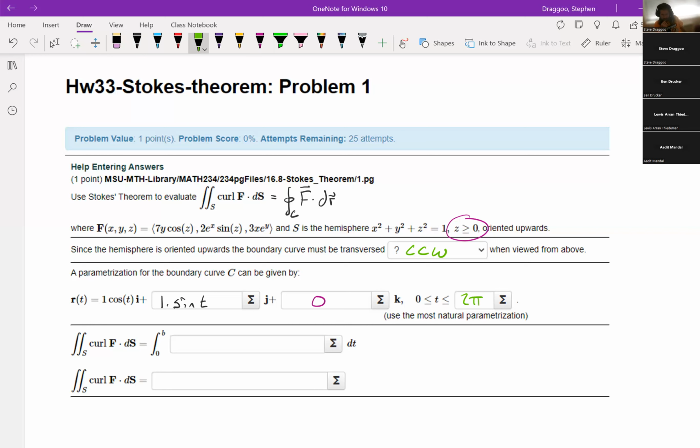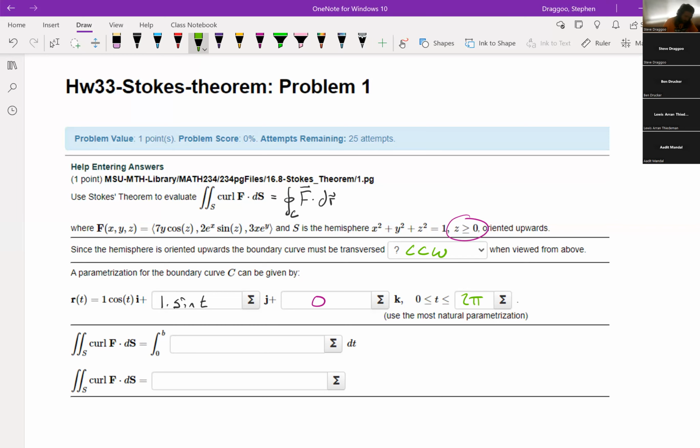Again, had no reason to restrict theta, so I'll just assume it's 0 to 2 pi. The restriction that we had was on z to get that hemisphere, but that doesn't impact theta. Theta is still 0 to 2 pi. I want to go all the way around. Cool. So we're basically ready to integrate this thing.